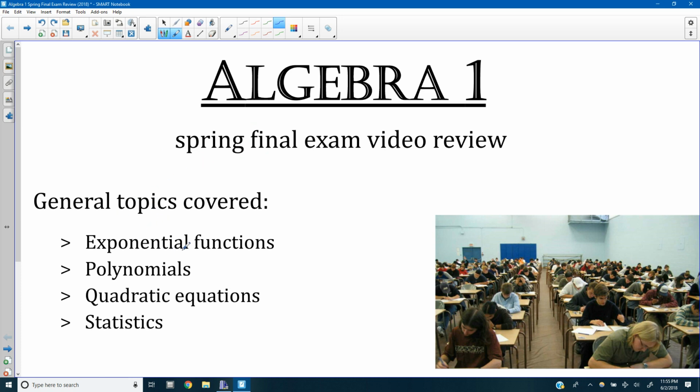Here are the general topics covered. Exponential functions, that was Chapter 6. Polynomials was Chapter 7. Quadratic equations, Chapter 9. Statistics, Chapter 11. We also covered Chapter 8, and here you're going to see a breakdown of what units were there when we did graphing, though I'm not going to do much graphing with quadratics here. And you're going to see 5 example problems per section here, per chapter.